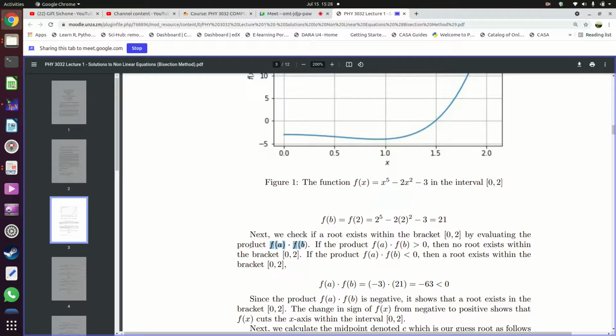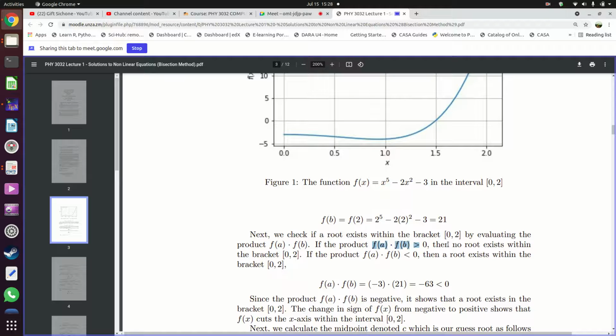So you work out the product f of a times f of b. Now, if this product f of a times f of b is greater than 0, meaning that it's positive, then there is no solution in between 0 and 2.